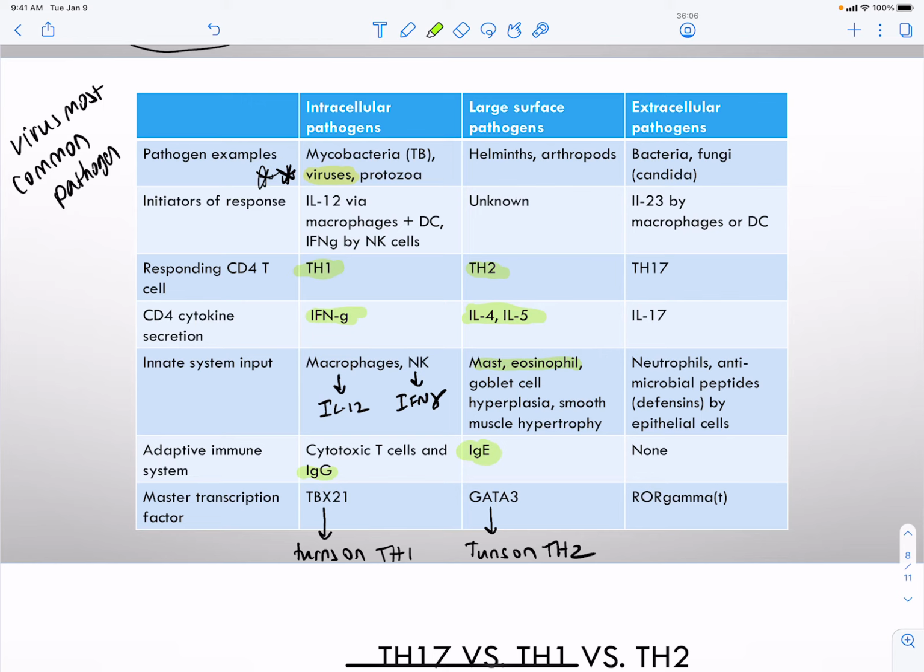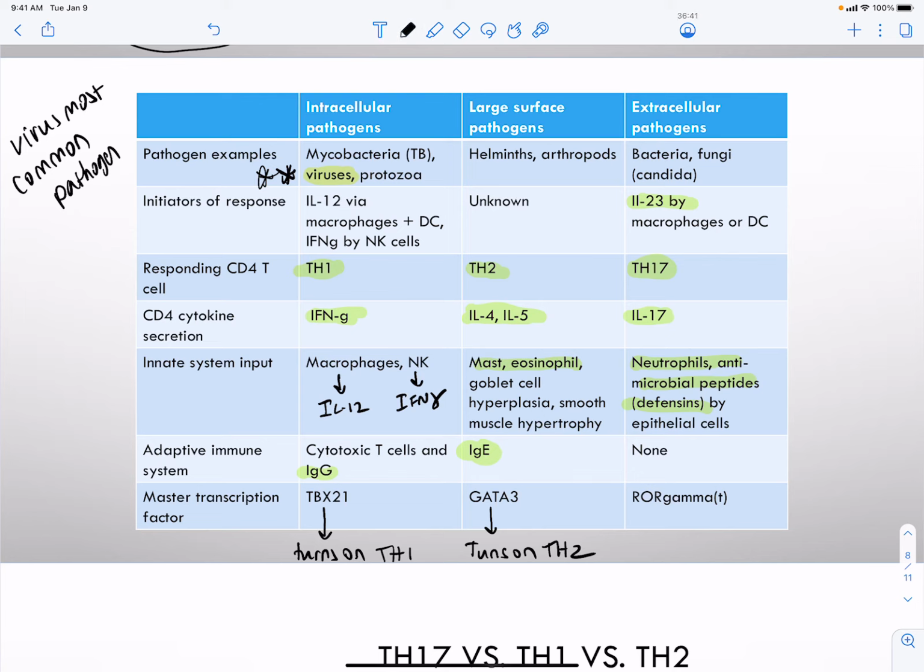And then you have your extracellular pathogens, primarily bacteria, some fungal elements such as Candida. You're going to have your macrophages make IL-23. This is going to induce a Th17 response. Th17 cells make IL-17. This is really good at recruiting neutrophils and antimicrobial peptides secreted by epithelial cells, for example. Neutrophils are really good at coming in and eating extracellular stuff. They're not good at eating intracellular stuff. They can't see it. So they come to the site of infection and they will eat whatever is there, bacteria, fungus, whatever. The adaptive immune system, you really don't have much going on.